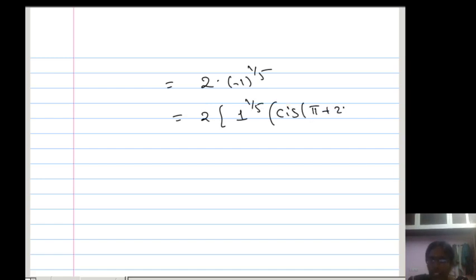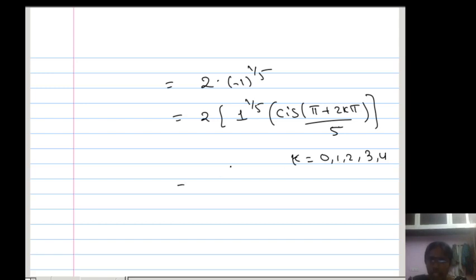Understood? So 2 into minus 1 whole power 1 by 5. Just now I told you, the fifth root of the number minus 1. So for minus 1, if you write it in polar form, what is r here? 1 only. So 1 power 1 by 5, as in the previous problem. Theta naught is what? Pi. So cis of theta naught is pi plus 2k pi by 5. Why 5? Because I am finding the fifth root. So theta naught plus 2k pi by n, where k is equal to 0, 1, 2, 3, 4, because n minus 1 is 5 minus 1.